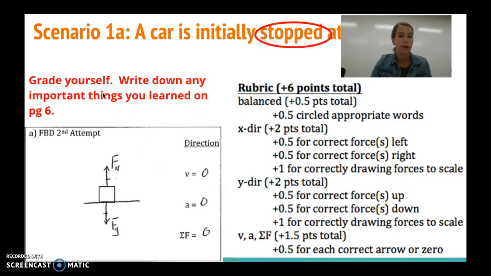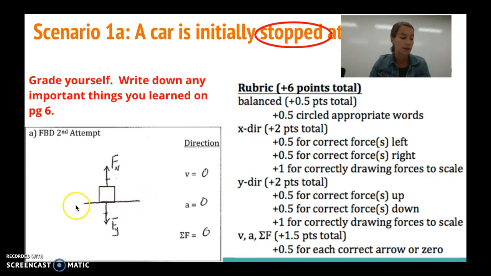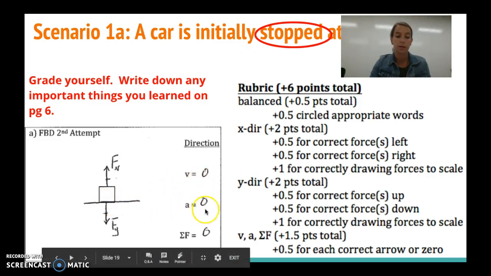So here's what you should have for stopped at a red light. First, we've got FG pulling down, that's the weight of the car, and the normal force pushing up, that's from the surface. Also, we have this line here, you probably drew it as a dotted line, that represents the surface the car is on. The velocity is 0, the acceleration is 0, and the net force is 0.